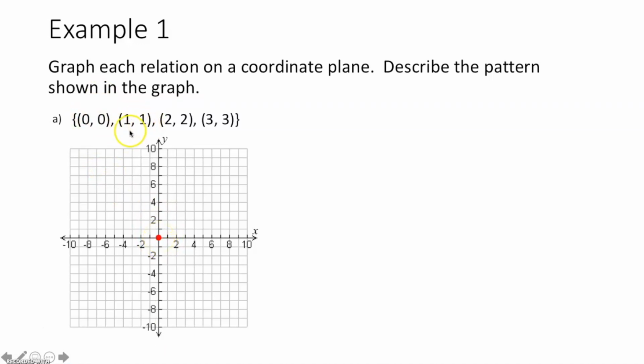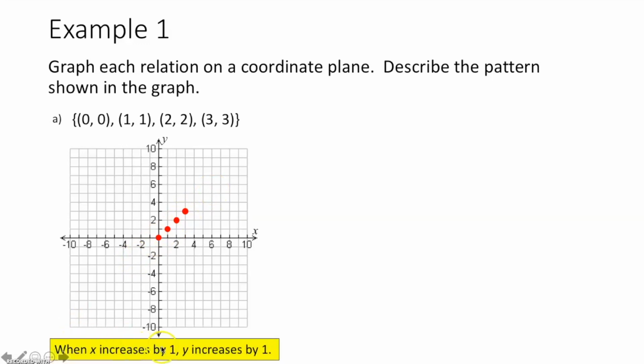1, 1. Remember, this is our x-coordinate. This is our y-coordinate. So we're going to go over 1 on the x-axis. We're going to go up 1 on the y-axis and put a point. That's 1, 1. 2, 2. We're going to go over 2 on the x-axis and then up 2 on the y-axis and put a point. 3, 3. We go over 3 on the x-axis and then up 3 on the y-axis, and we're going to put a point. Boom. We have our relation graphed. Now, how do these relate to each other? Well, you can see when x increases by 1, y also increases by 1.